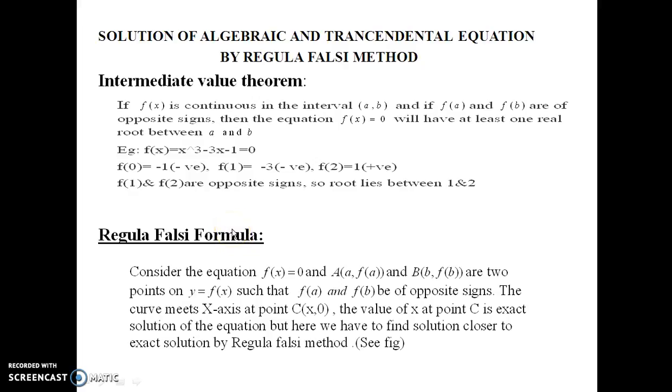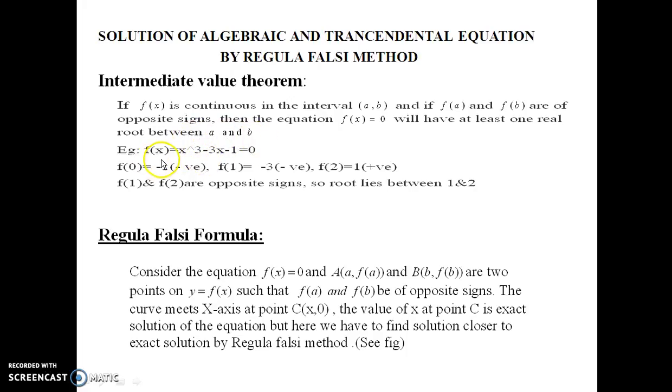Okay, today we are going to study how to find the solution of algebraic and transcendental equations by the regula falsi method. It requires the intermediate value property theorem. It states that if f of x is continuous in the interval [a, b], and if f of a and f of b are of opposite signs, then the equation f of x equal to 0 will have at least one real root between a and b.